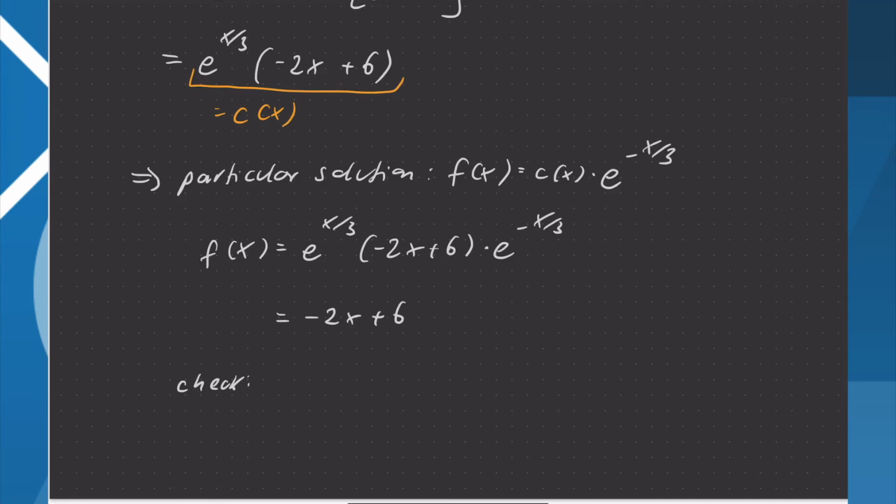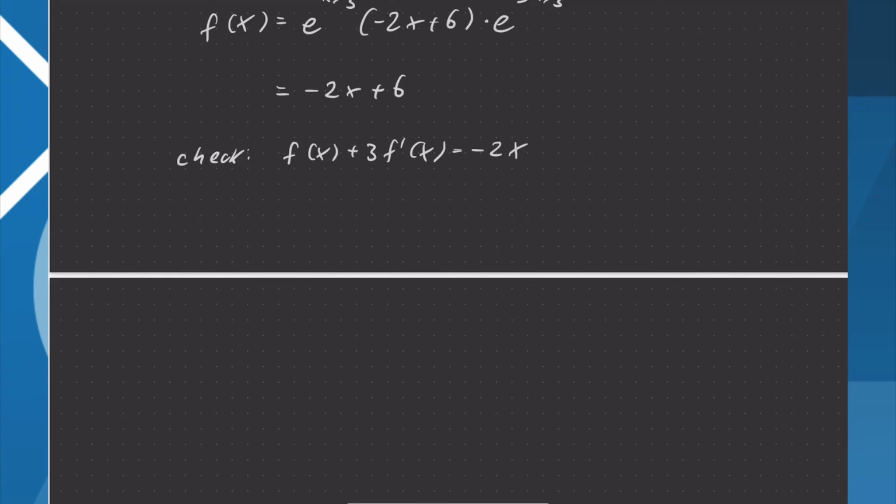Let's verify that quickly. Remember, that is the differential equation: f of x plus 3 f prime of x equals minus 2x. Well, now if we do the computations here, we have minus 2x plus 6, that's the f part, plus 3 times, well, the f prime part is just minus 2. And that is minus 2x plus 6 minus 6, that is minus 2x. And that's precisely what we need. Okay, so that is actually one particular solution.